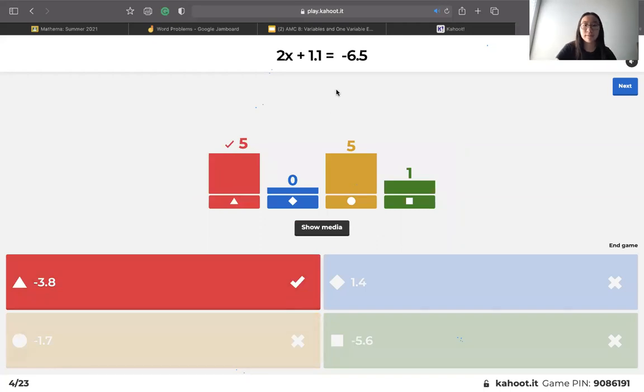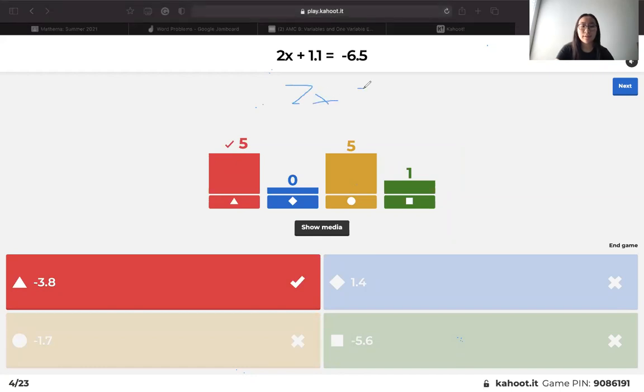Okay, so this one was a bit simpler. You subtract 1.1 from both sides. So then 2x equals negative 7.6. And then you just divide both sides by 2 to get x equals negative 3.8. So good job to the 5 people who put that. And also, if you put yellow as your option, I think you might have gotten confused and just added 1.1 to both sides, maybe. Not really sure.